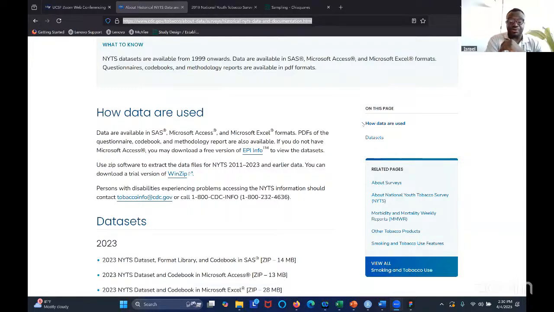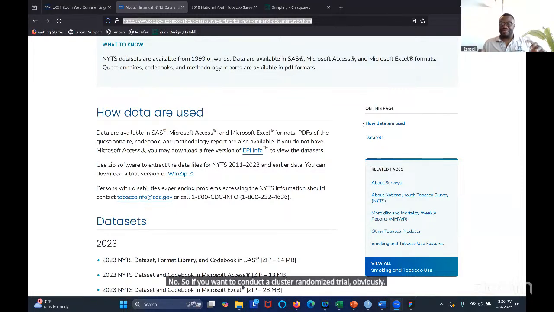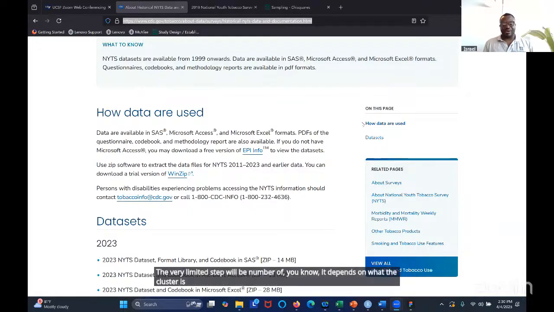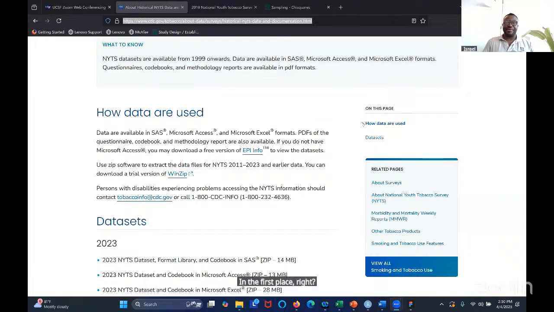No, so if you want to conduct a cluster randomized trial, obviously the rate limiting step will be the number of... it depends on what the cluster is. But the obvious rate limiting step is how many clusters do you even have in the first place, right? So that will be the hard limit. So how many you can have.